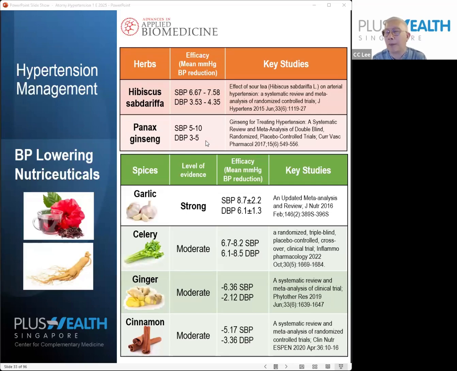A lot of people might have a misconception that drinking ginseng will increase blood pressure. It's not true. Ginseng might increase your heatiness, but heatiness is not the same as hypertension. So ginseng is able to regulate blood pressure. In fact, it reduces blood pressure.